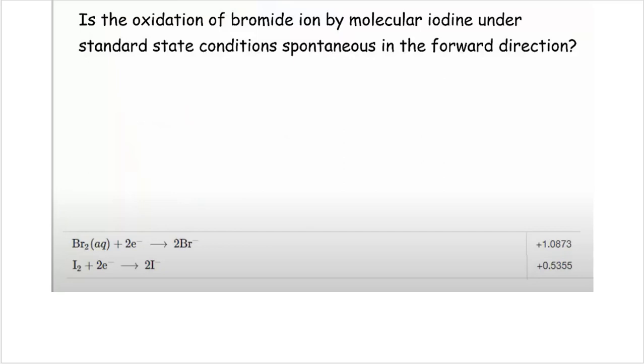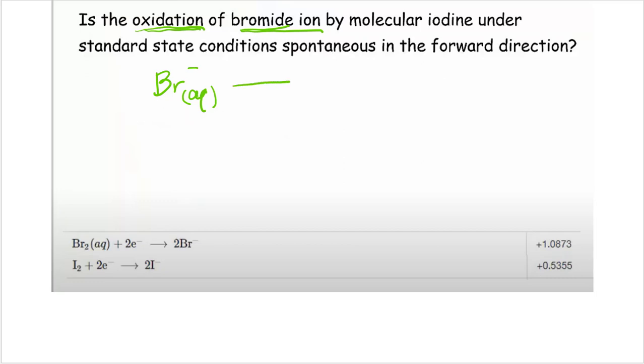Let's get another quiz question. We want to look at, is the oxidation of bromide by molecular iodine under standard state conditions spontaneous in the forward direction? Well, first let's write the oxidation of bromide ion. Bromide ion is Br minus. That's going to be aqueous.